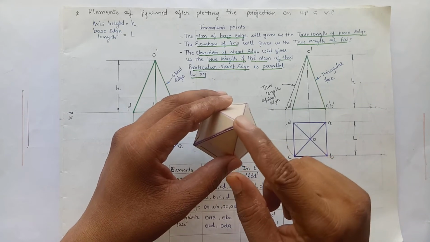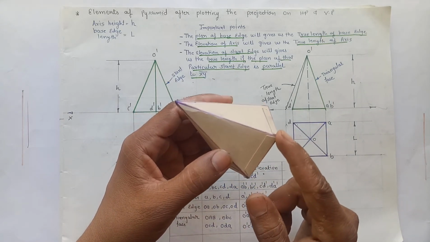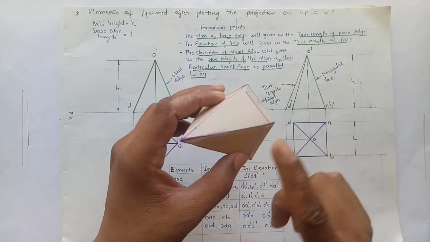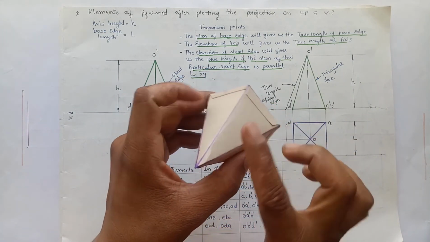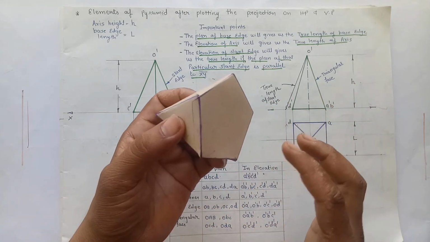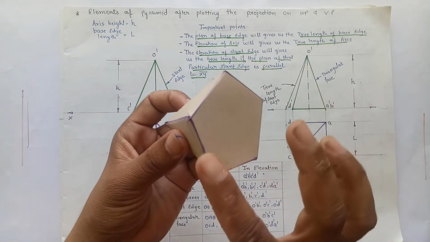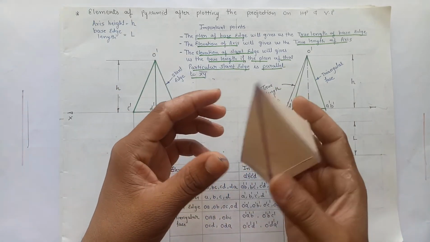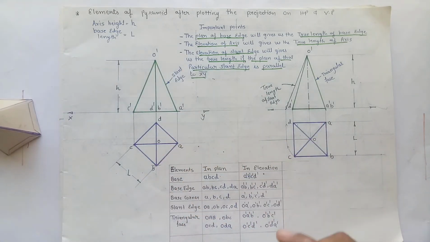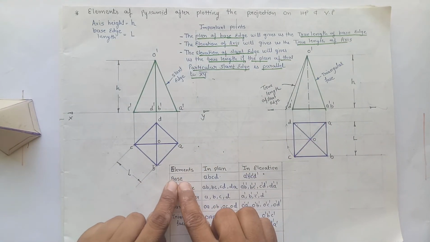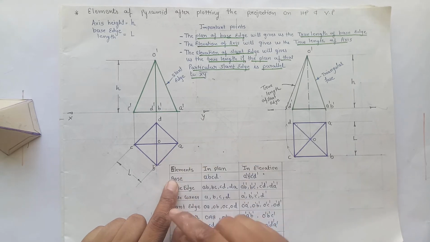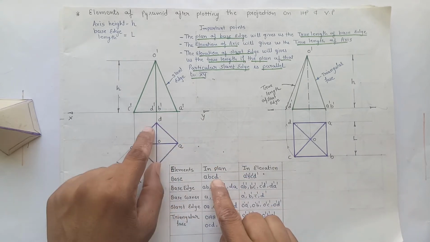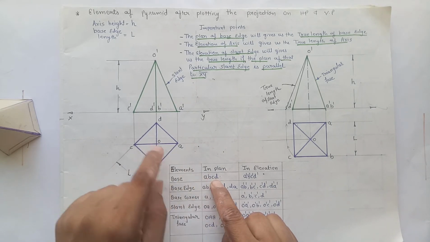Earlier we discussed the elements of the pyramid in 3D. So this will be the apex point, this will be the base edge, base corner, slant edge, triangular face, and an imaginary line joining the apex point and the center of the base is the axis. Now we have to find these particular elements in 2D. So first the base. How can we find the base in plan and elevation? ABCD is the plan of the base, or base in plan.